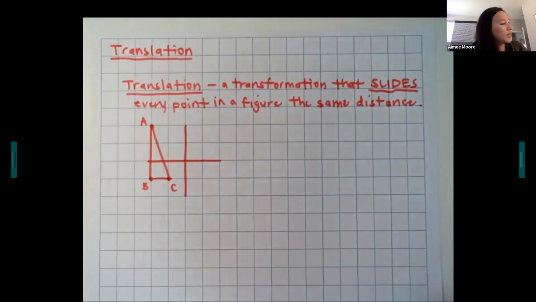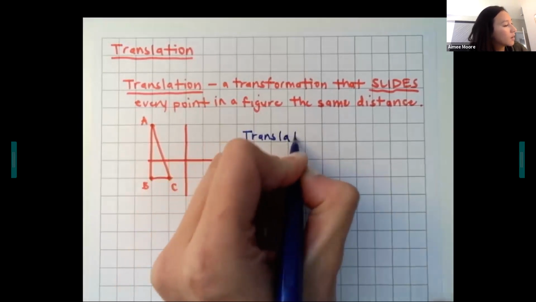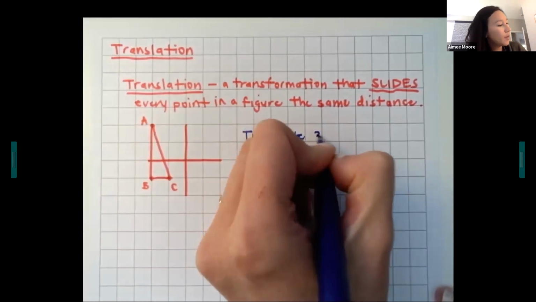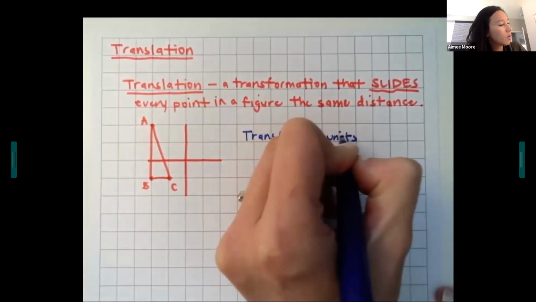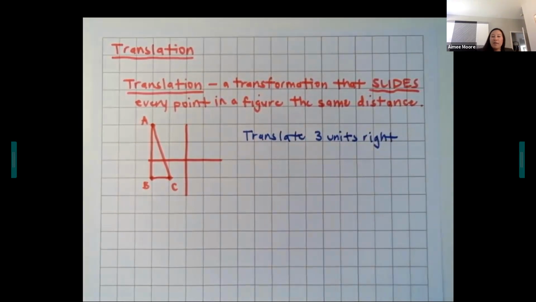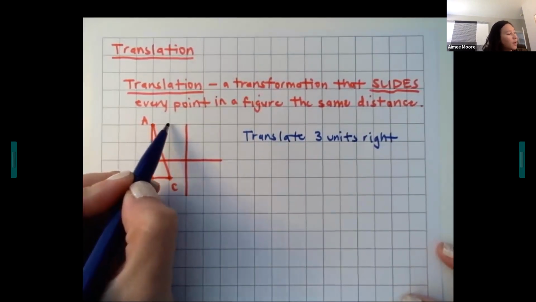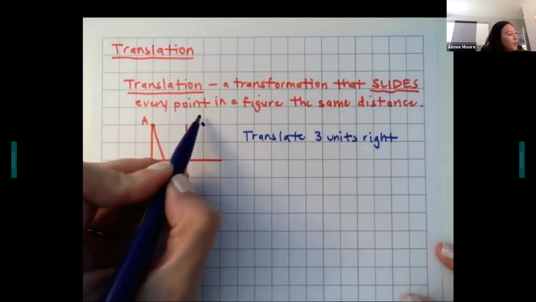And then they'll tell us how they want us to translate. So in this case, translate 3 units right. So all that means is we're going to pick up every point and move it 3 units to the right. So we're going to take point A, we're going to move it right 3. 1, 2, 3, and that's A prime.